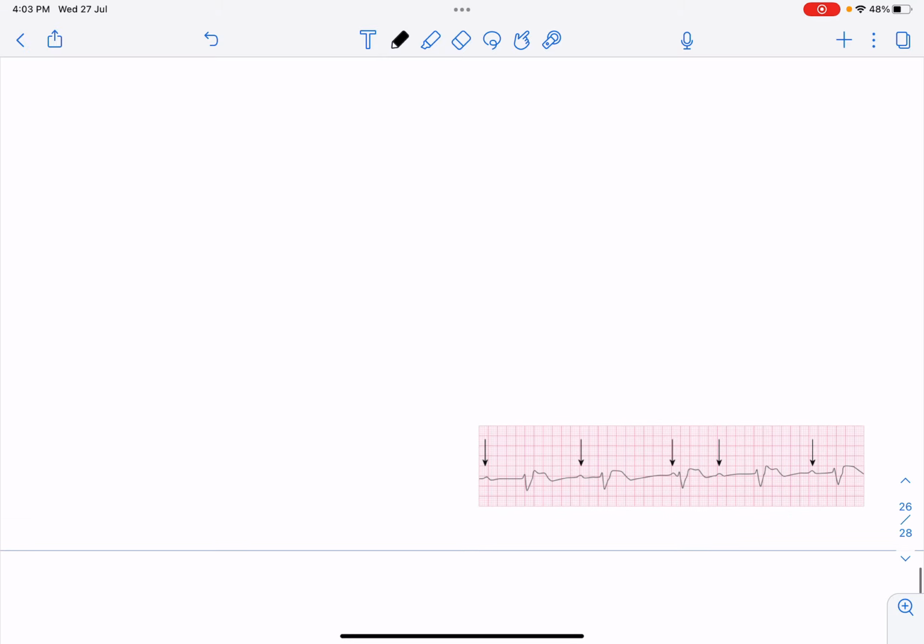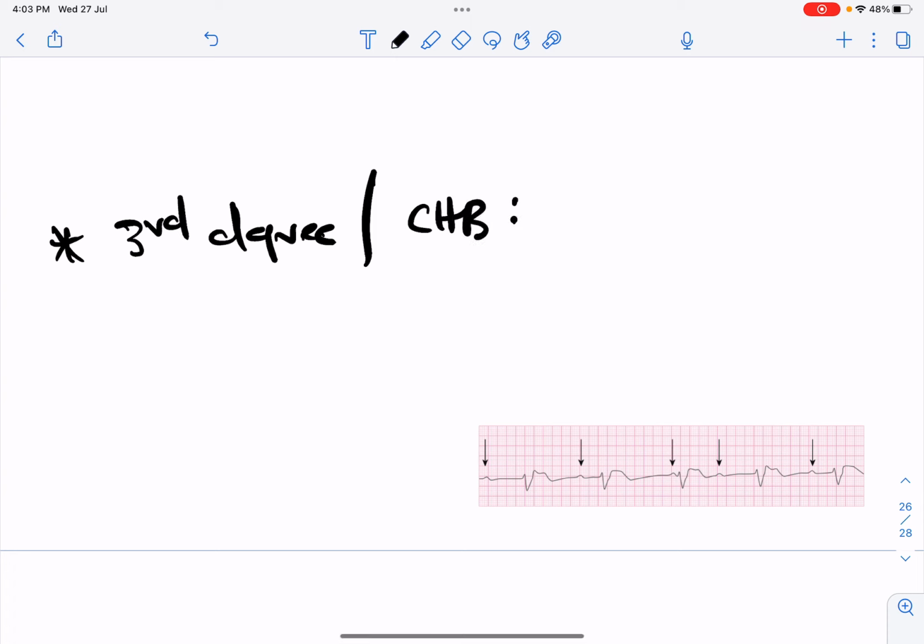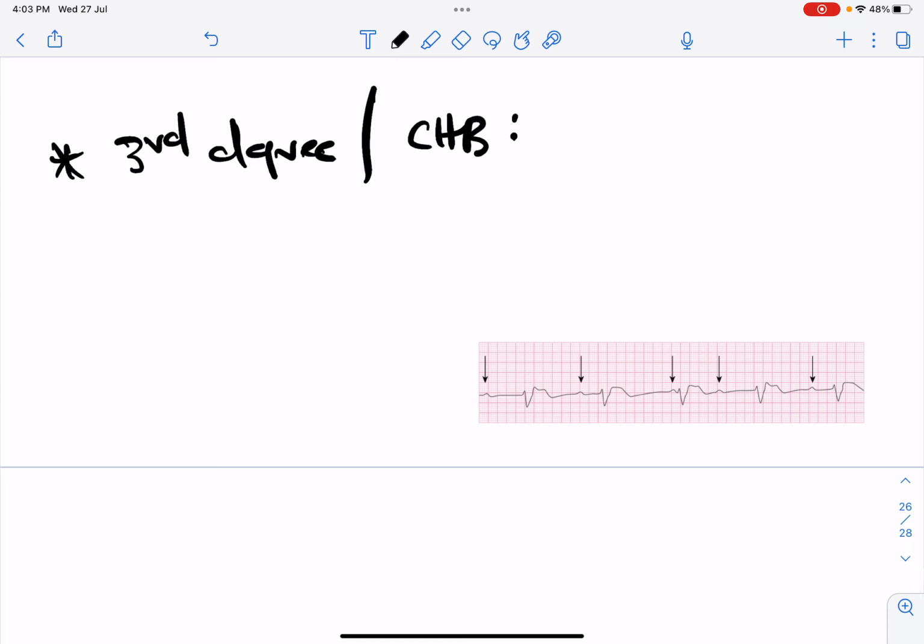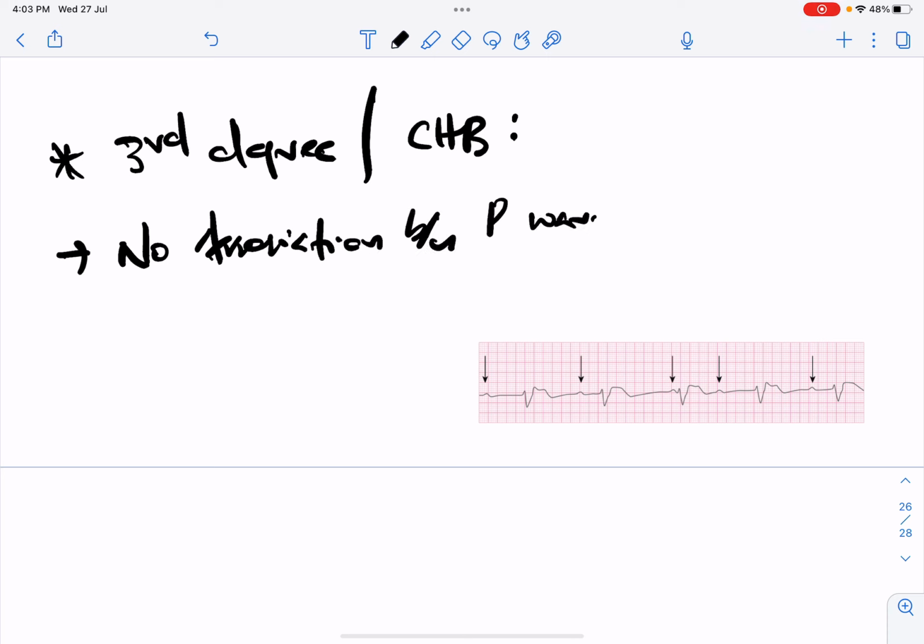So moving on to complete heart block, third degree or complete heart block. In third degree or complete heart block, there is no association between the P wave and QRS complex. Okay, so the atrium has its own rhythm and the ventricle has its own rhythm. There is no relationship between atrium and ventricle.